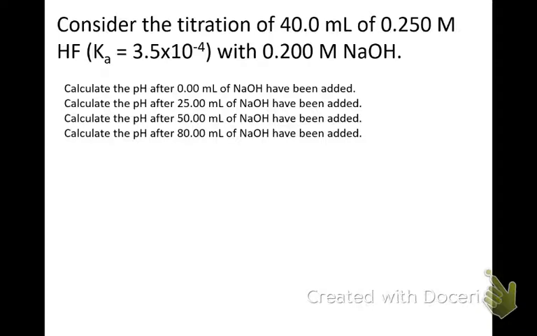So, what makes this tricky is that all of these problems look the same, but as you'll see, the way we calculate the pH is very different based on what we have. So, let's think about the chemical reaction that's happening here.